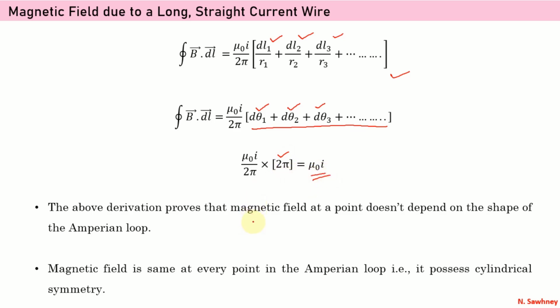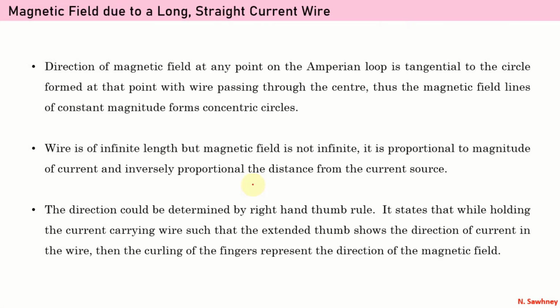So the above derivation proves that the magnetic field at a point does not depend upon the shape of the Amperian loop, and magnetic field is same at every point. That is, it possesses cylindrical symmetry. Also, the direction of the magnetic field at any point on the Amperian loop is tangential to the circle formed at that point, with the wire passing through the center. Thus, magnetic field lines of constant magnitude form concentric circles.